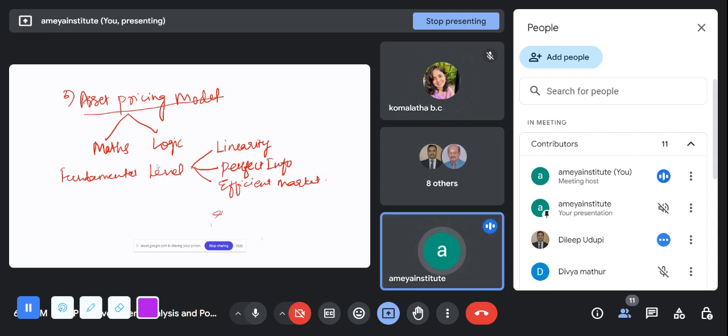Okay. So what we are trying to tell is we are building the asset pricing model, also called the APM model. We are saying it depends on two tools: it's calculated based on maths and logic. So what are the fundamental levels? Linearity, perfect information, and efficient market. These are the fundamental levels for the asset pricing model.